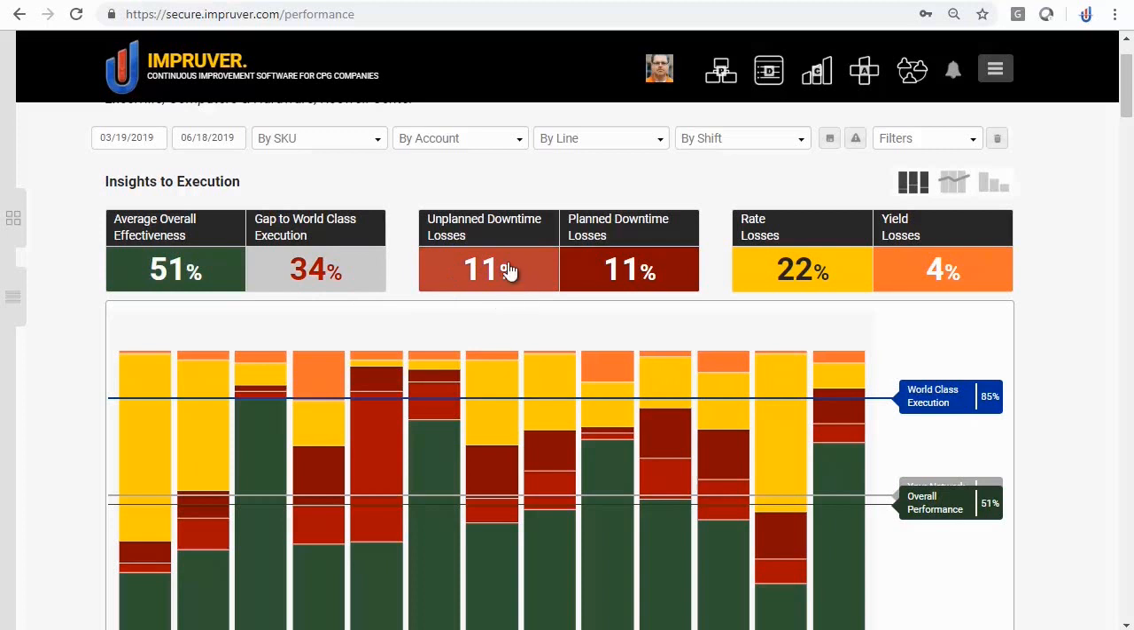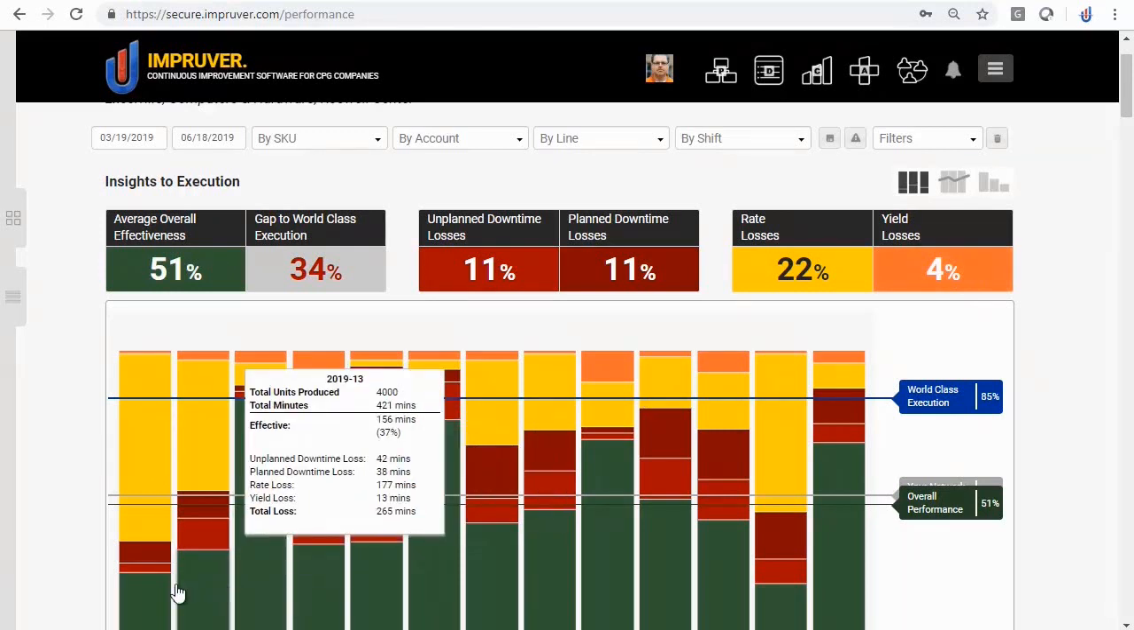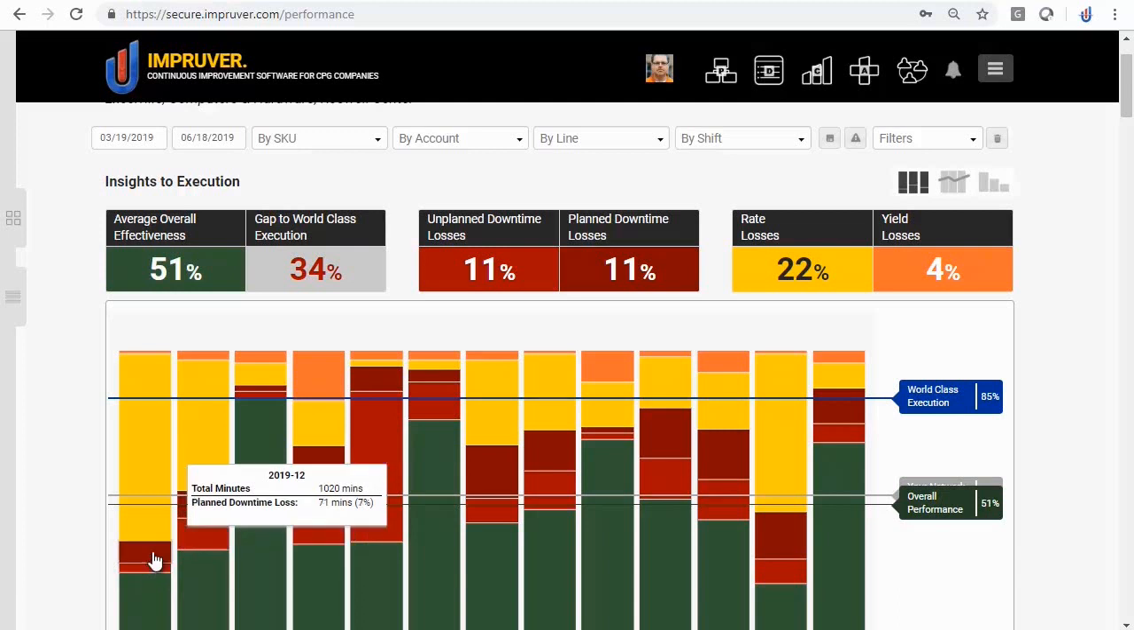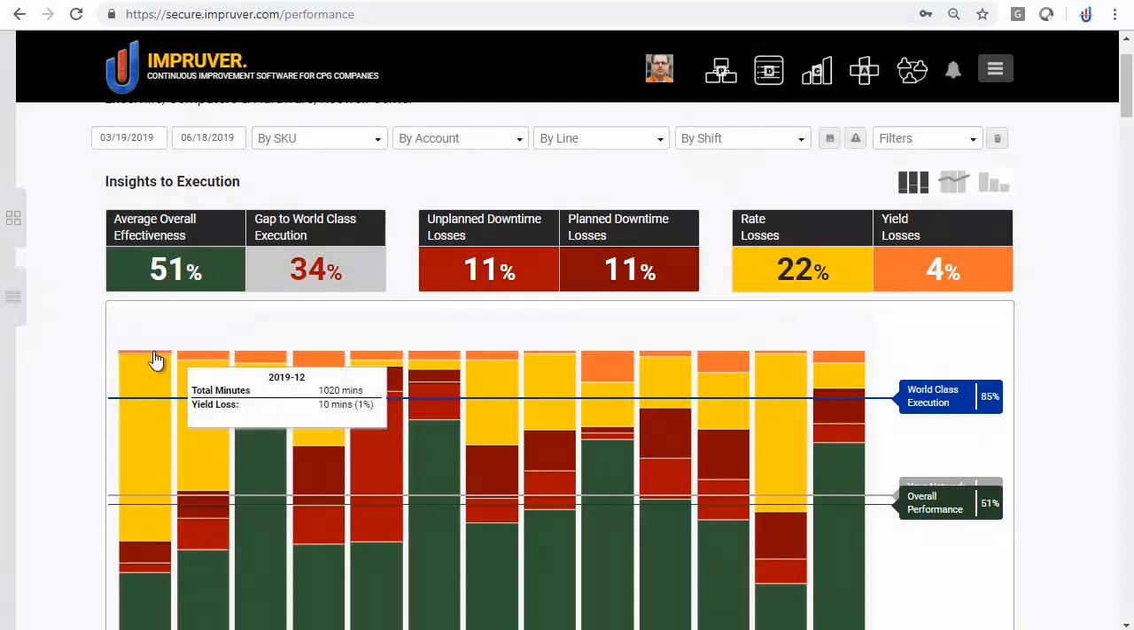You have your unplanned losses. This is any downtime or losses in availability, unplanned. You have your planned downtime losses. This is things like startups, changeovers, shutdowns, preventative maintenance, and those planned downtime activities. You have rate loss. This is running at a lower than theoretical maximum rate. And then yield losses. This is losses due to out of spec product and quality losses. The default is a stacked bar chart. Again, it's showing effectiveness, unplanned losses, planned losses, rate loss, and then yield loss.